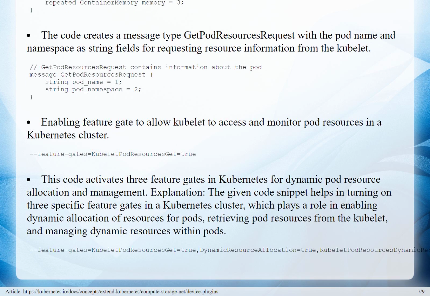This code enables 3 feature gates for the Kubernetes cluster: kubelet pod resources get, dynamic resource allocation, and kubelet pod resources dynamic resources. These feature gates allow for dynamic allocation of resources, retrieval of pod resources from the kubelet, and management of dynamic resources within pods.